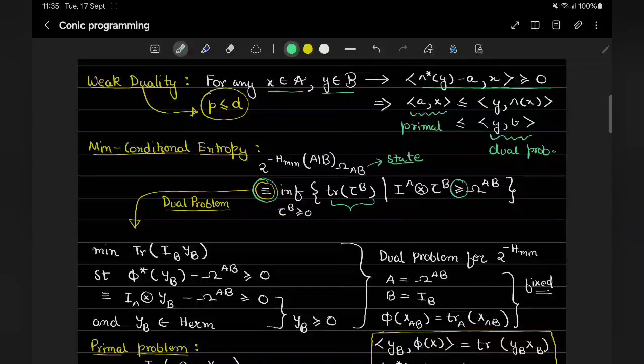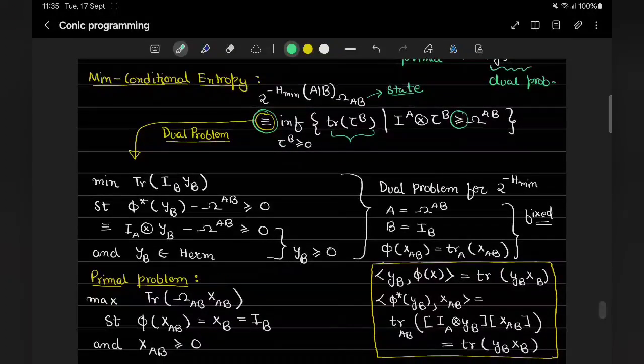So it is the minimum amount of noise in form of this state such that this inequality is satisfied. Now we can cast this in a nice way in the form of the dual problem. So here again, instead of infimum I am using minimum, but infimum will also be fine.